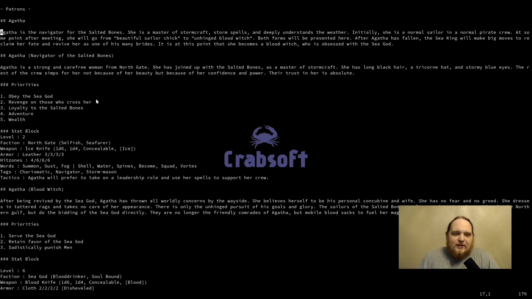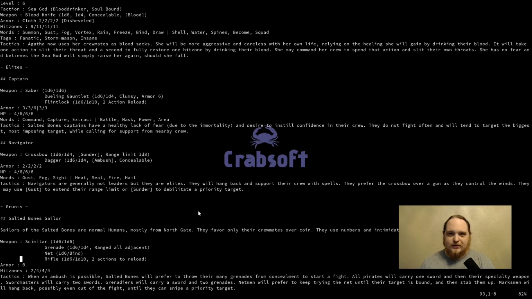Now, when we get down to the stat block, there's some interesting things here too. Not just the faction tags or the armor, the weapon, hit zones, the words. No, when we get down to tactics, it tells us how to play that character in combat. So Agatha will prefer to take on a leadership role and use her spells to support her crew. Now, she has an ice knife. She definitely can fight, but she's going to sit back and cast spells while her little guys fight.